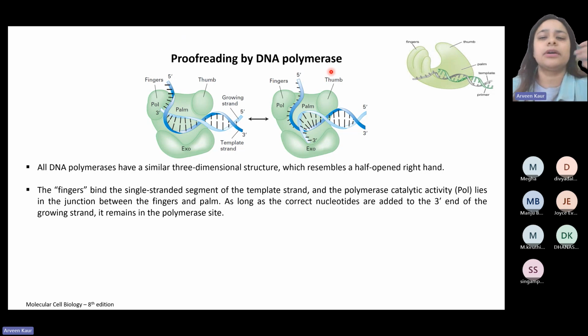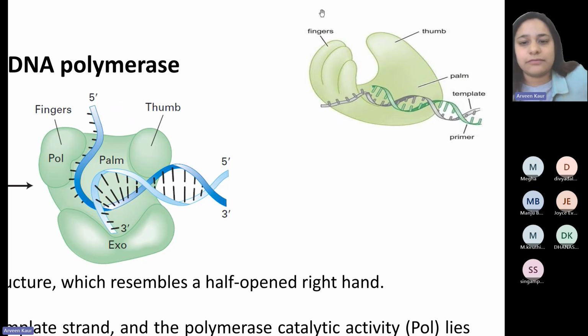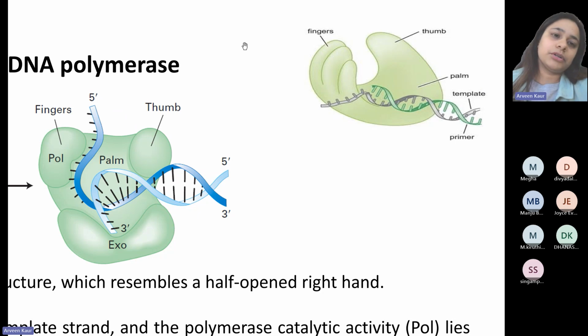Or rather, let us talk about what DNA polymerase first looks like. All DNA polymerases have a similar three-dimensional structure which resembles a half open right hand, like the one that I have represented over here. This was another of the illustrations that I picked, this one on the right hand corner, from Watson again. You can see that it kind of looks like fingers. When you put your right hand forward, there is a thumb, there are fingers, there is a palm.